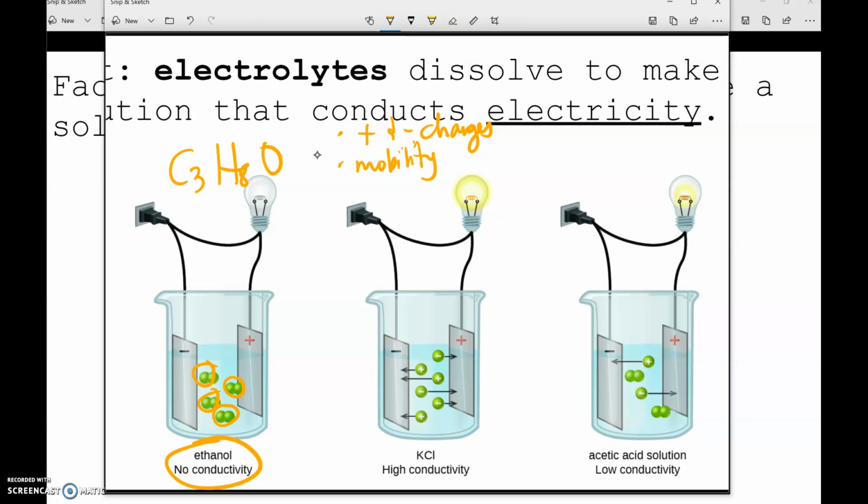Okay, on this one, KCl will break apart into ions. So it'll break apart into potassium ions and chloride ions. And because it does this, and all that we have are ions in the solution, this has a very strong light.